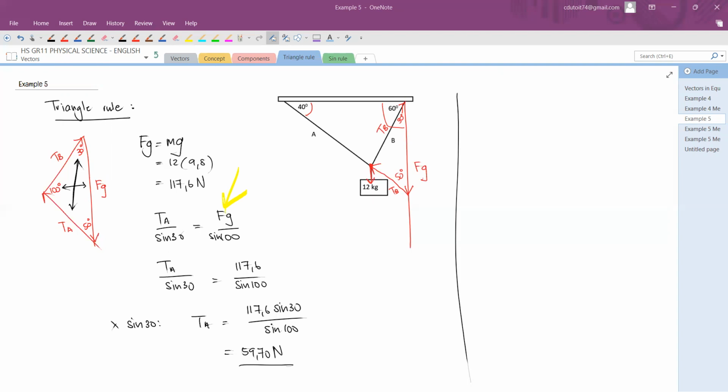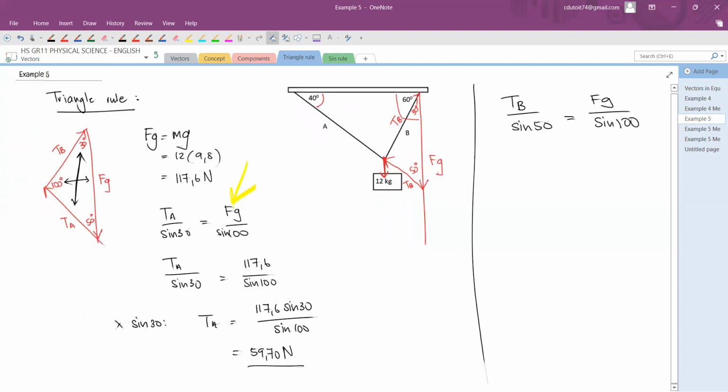For B, would it be sin 50? Okay. Tension in B over sin 50. Awesome. Equals FG over sin 100. Yes, awesome. You're a quick learner.